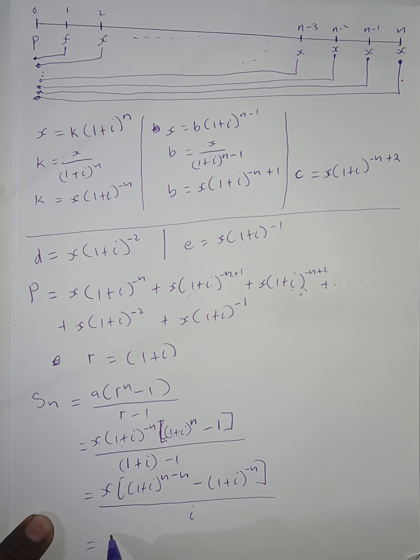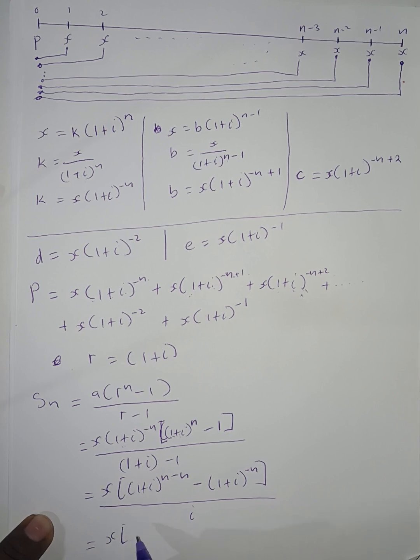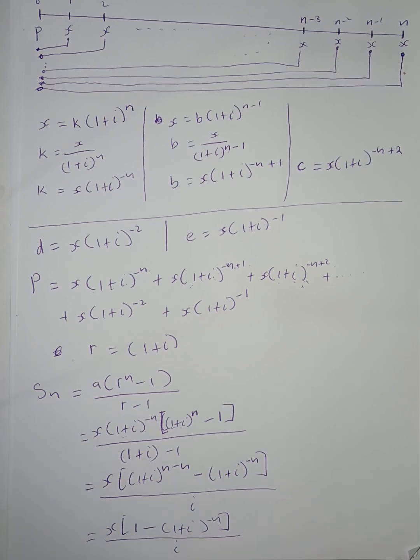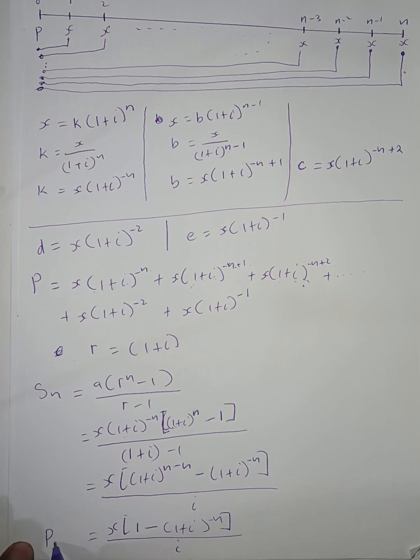So this would be x, open bracket, 1 minus 1 plus i to the power negative n, and all of that would be divided by i. So that is the present value annuity formula that you get on your formula sheet. This would be equal to PV. So that's the formula for the present value annuity.